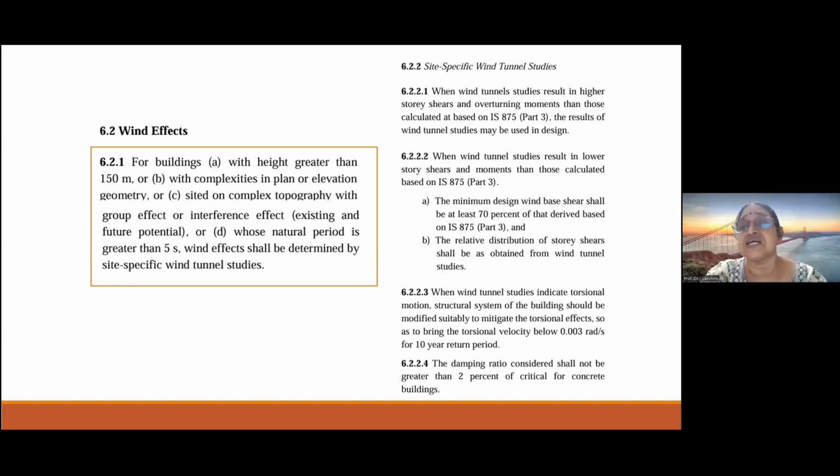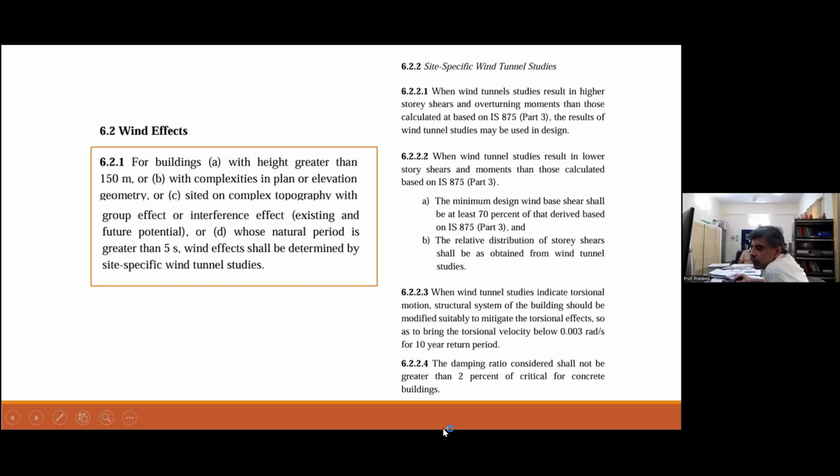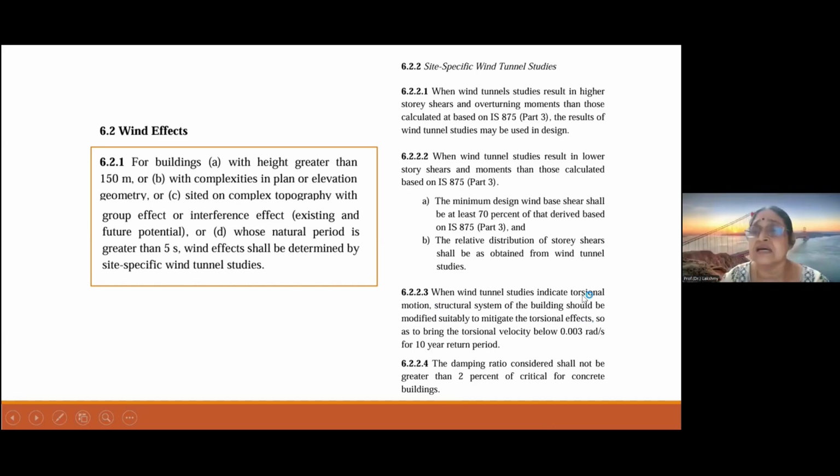But if you are getting a very low value, for example, shear or moment lower than that calculated in IS 875 Part 3, they say that minimum design wind base shear shall be at least 70% of that derived from IS 875 Part 3. But the relative distribution of story shears may be obtained from wind tunnel studies. Again, there is one important aspect with respect to the torsional motion, because the structural system needs to be modified so as to mitigate the torsional effect, because the torsional velocity has to be brought below 0.003 radian per second for a 10-year return period. Again, the damping ratio shall not be greater than 2% of critical for concrete building.